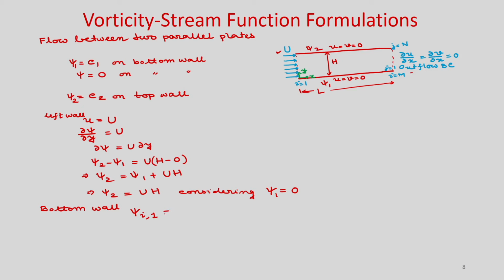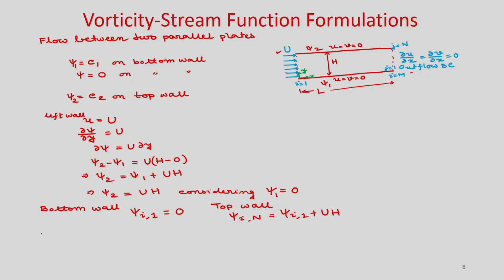from 1 to m, this is equal to 0. And top wall, psi will be psi I, j is equal to n. So, it will be u into h, or you can write psi I 1 plus u into h. So, for a given flow inlet velocity u and the distance between two parallel plates h, you can find the value of psi I n.